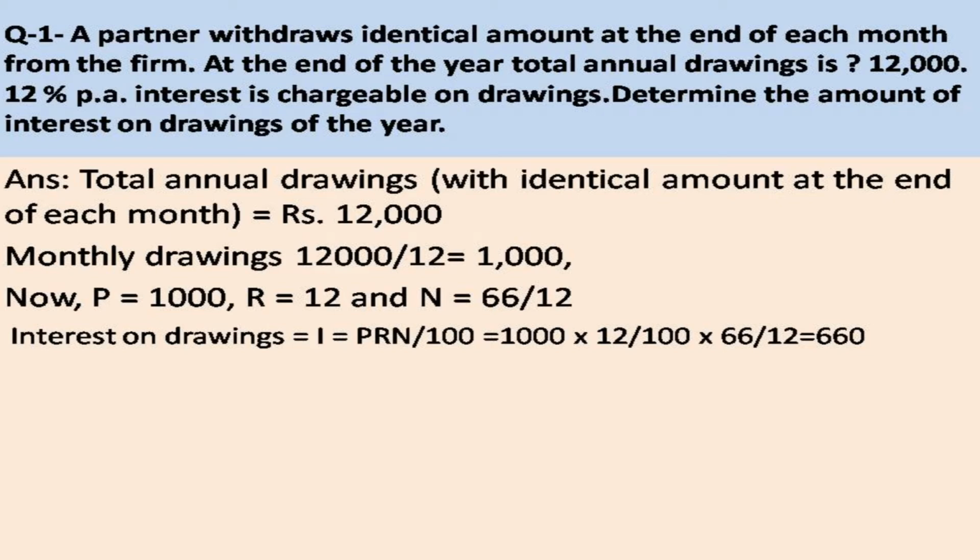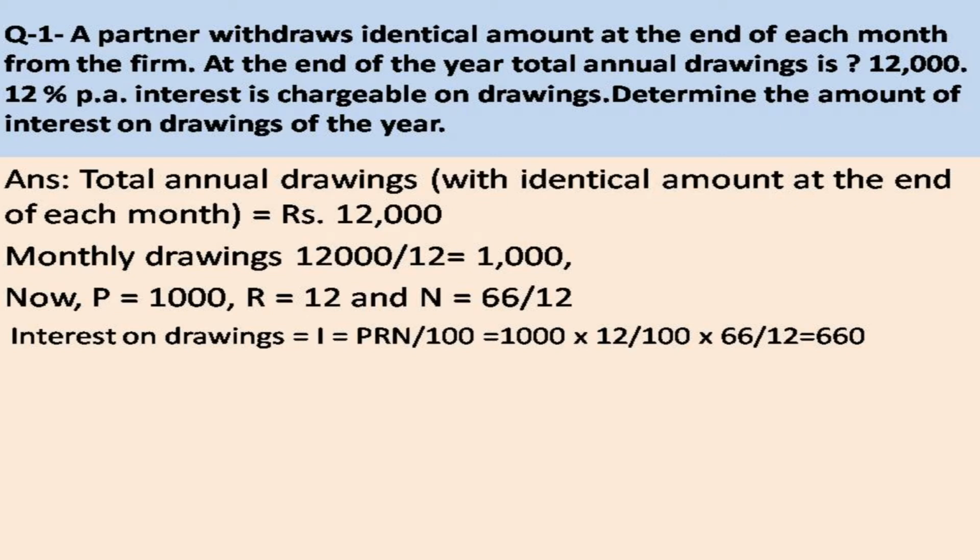Now, answer. Here in this question, the withdrawal amount is identical. Identical means the same amount at the end of each month. End of each month means the first month is not calculated, so 1 to 11. We make the sum of 1 to 11 months and it becomes 66. So at the end of the year the total amount given is 12,000, with 12% per annum interest chargeable on drawing.